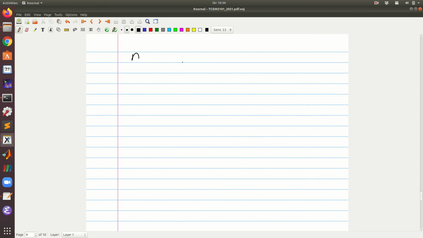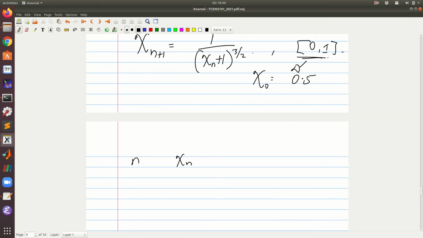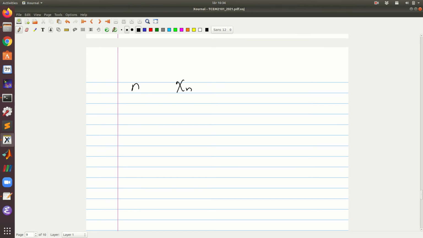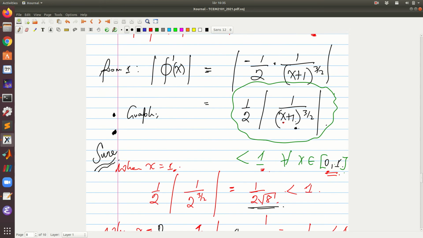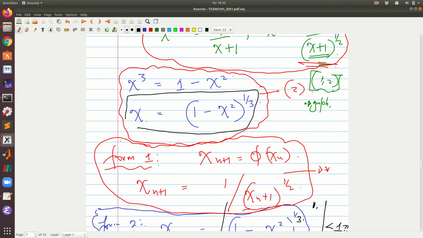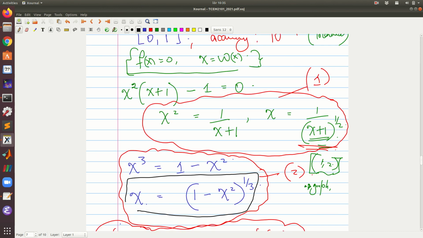We have here n for our number of iterations, and then we have the value of xn, and then what else do we have to compute? Maybe we have to compute xn plus 1, and this is not to the power 3 over 2, is it? I think this is to the power 1/2. I should stop making all these mistakes. Yes, it is xn plus 1 to the power 1/2.